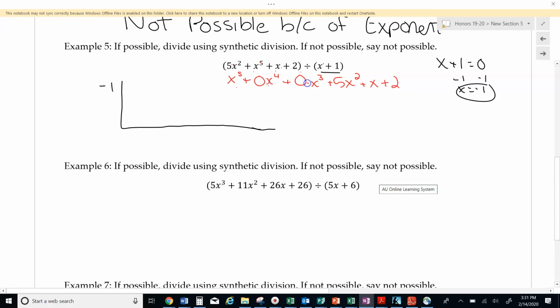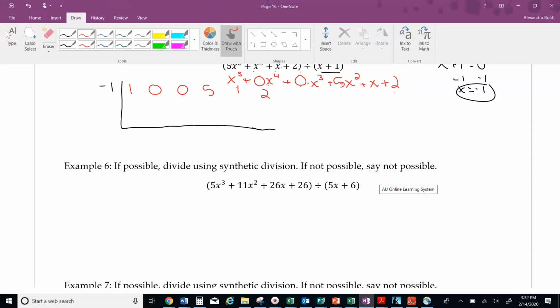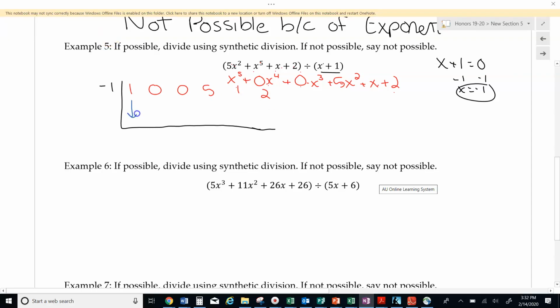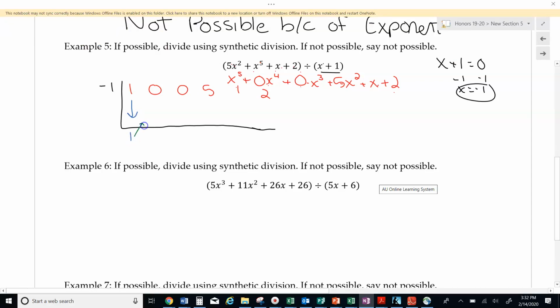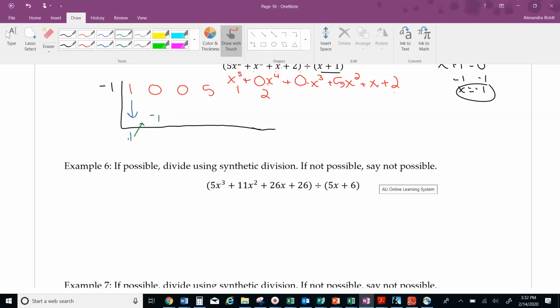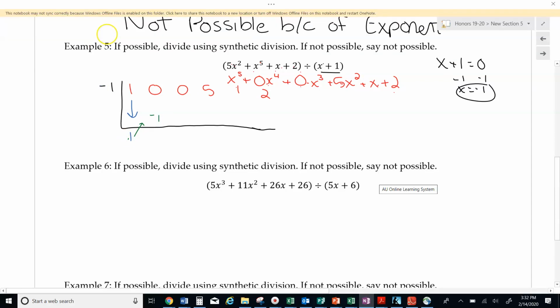So here are my coefficients. So I have 1, 0, 0, 5, 1, 2. Bring down your 1. Multiply. Negative 1 times 1 is negative 1. 0 plus negative 1 is negative 1.